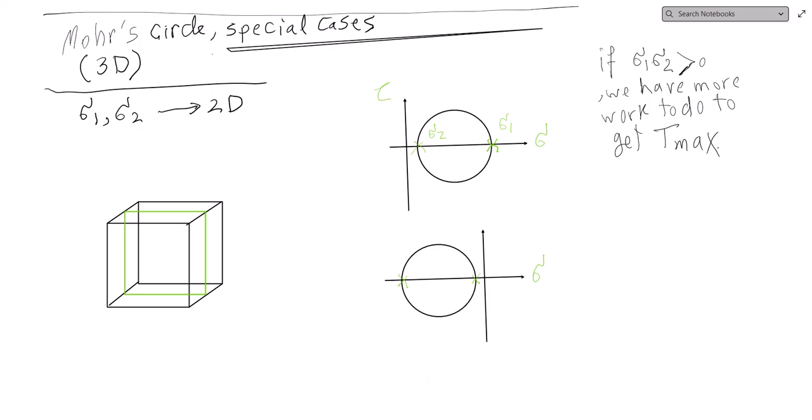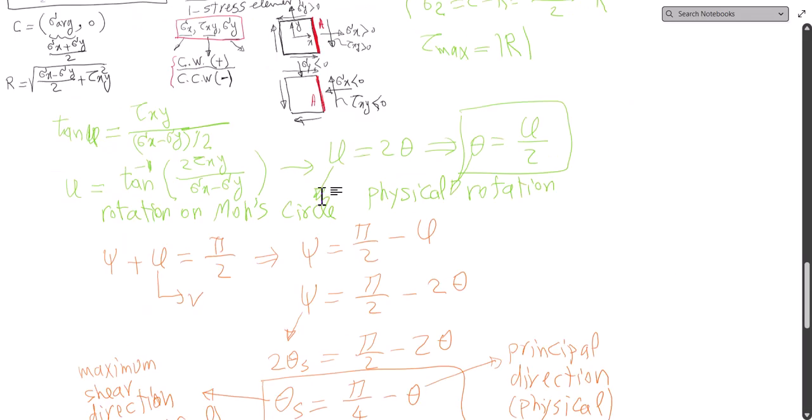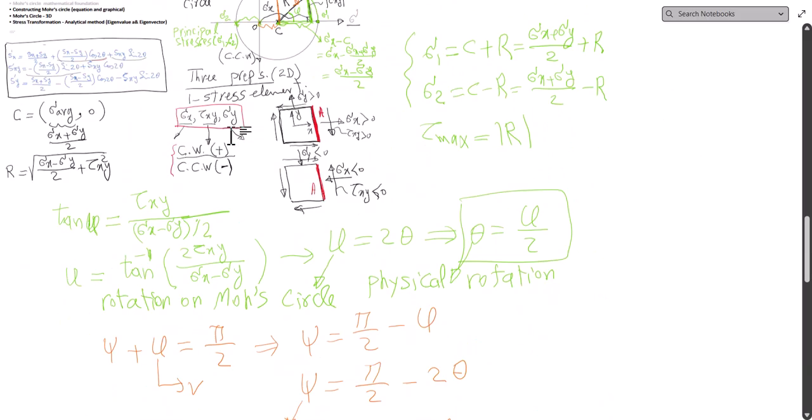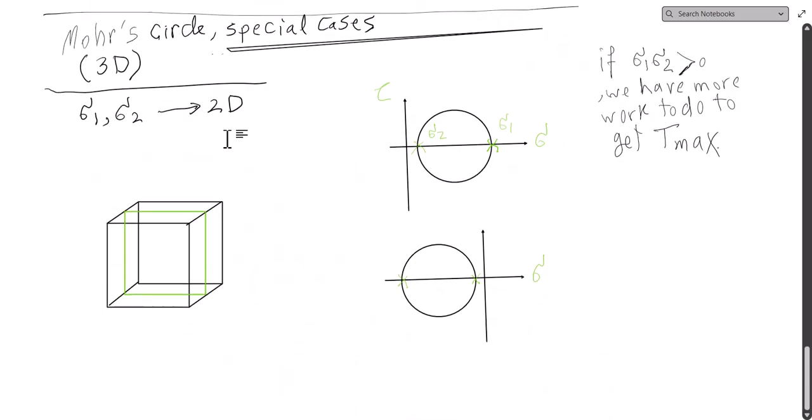If you recall, in the previous case, when your circle includes the origin, sigma 1 times sigma 2 is negative. It's a negative number, or these two have opposite sign. But if they have the same sign, whether positive or negative, then the product is positive. Then that is a signal that you have to do more work to get the tau max. Now, I explain it here, but I will go through building an example to show you.